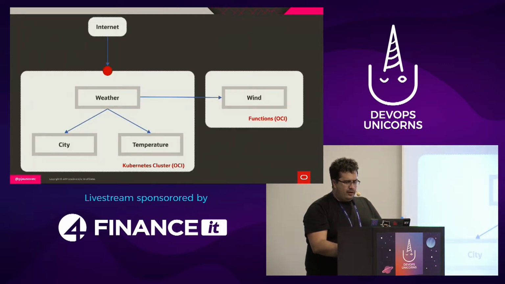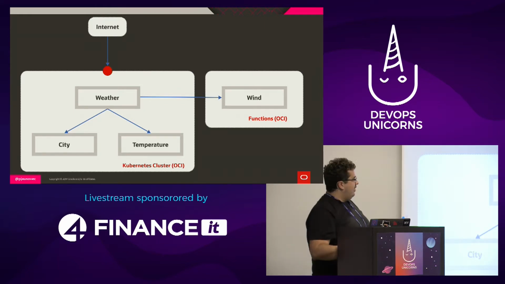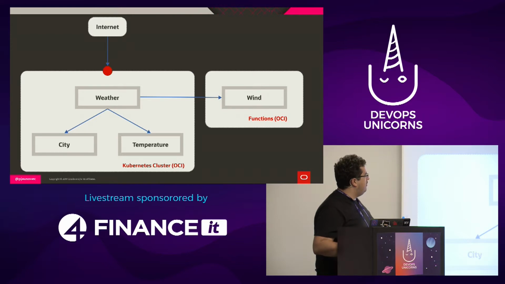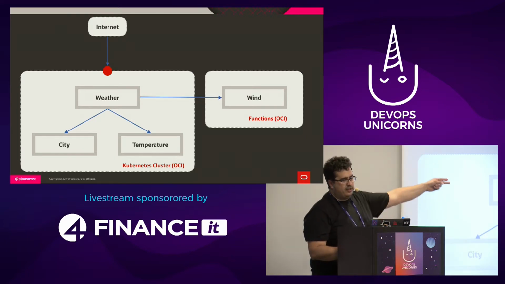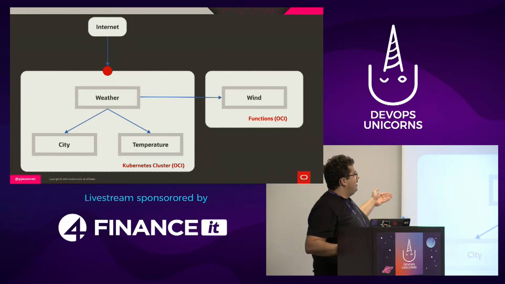All right, so I'm gonna show you a quick demo. So this is my architectural diagram, whatever you want to call it. I have 3 services that I'll be running in a Kubernetes cluster on OCI: a weather service, city service, and temperature service, and I also have a serverless function running called the wind function. The idea is that I'm going to make a call to my weather service that's exposed publicly, and I'm going to pass in a zip code or postal code.